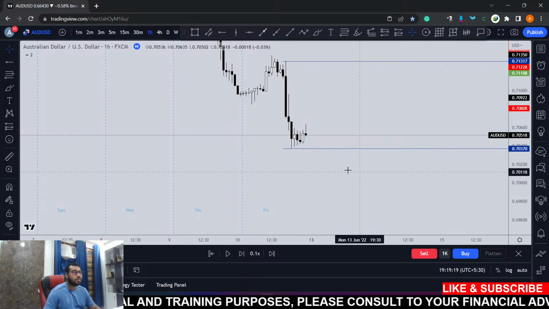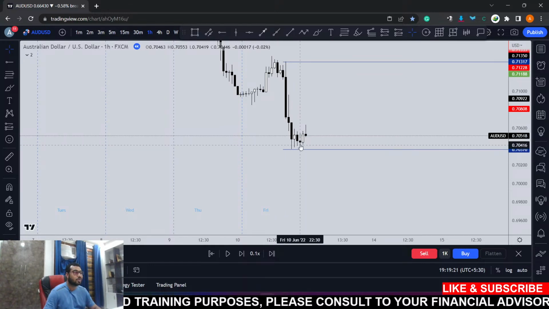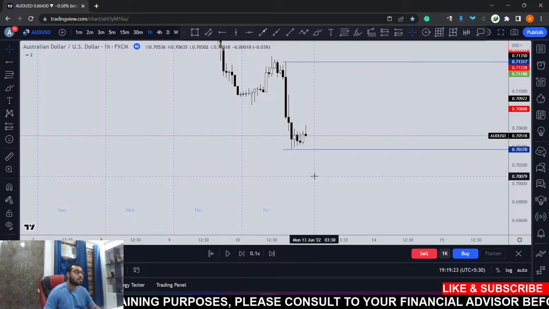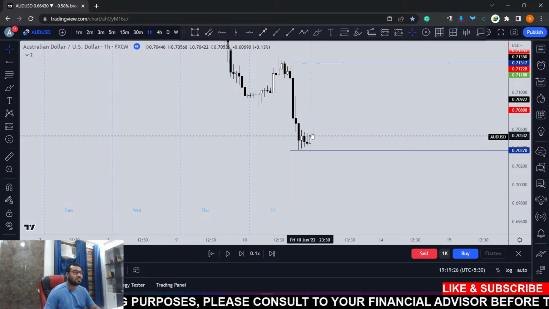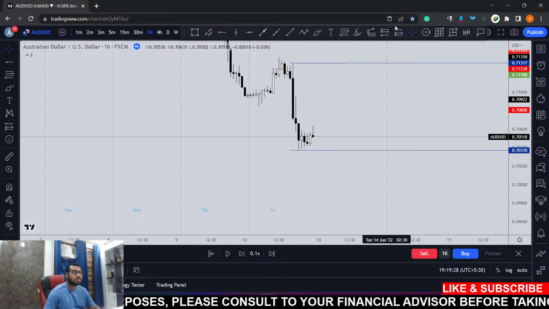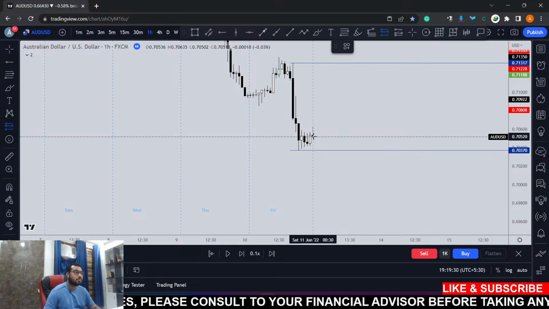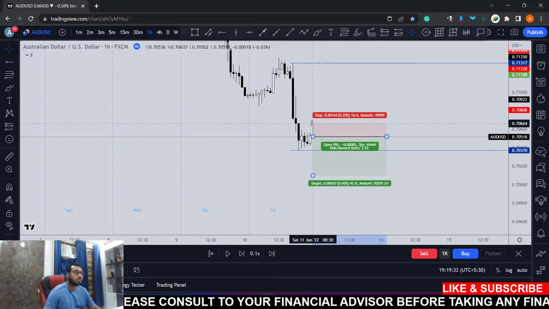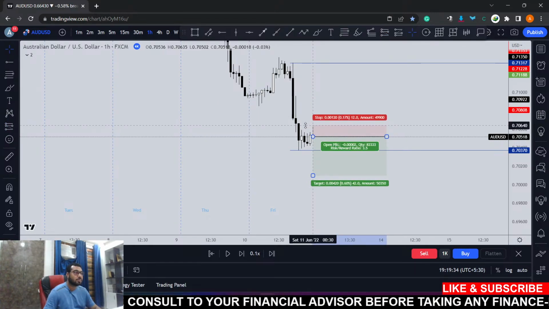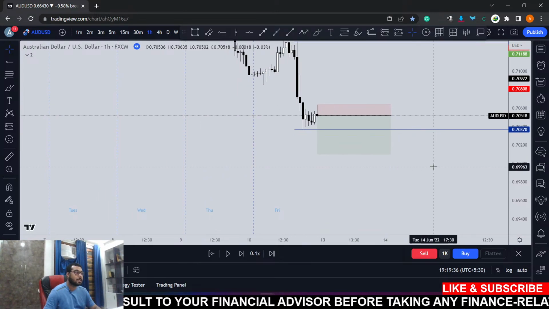So we have some wicks at the bottom, but this is a very small bomb. Sometimes it does work, sometimes it does not work.